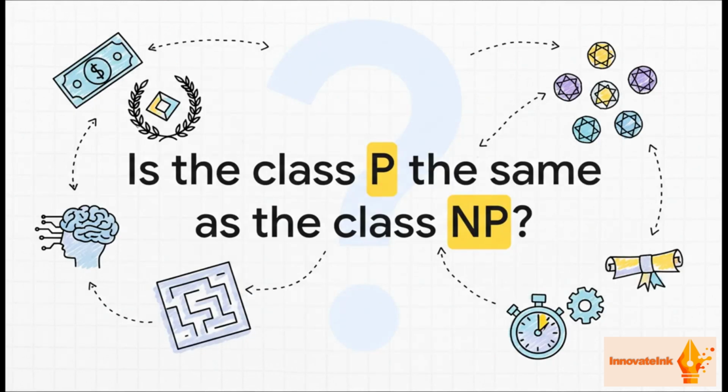And this brings us to what is maybe the biggest unanswered question in all of computer science. Is the class P the same as the class NP? This isn't just some dusty academic question. It's so important that it's one of the 7 Millennium Prize problems. The Clay Mathematics Institute literally has a $1 million prize just waiting for whoever can prove the answer.